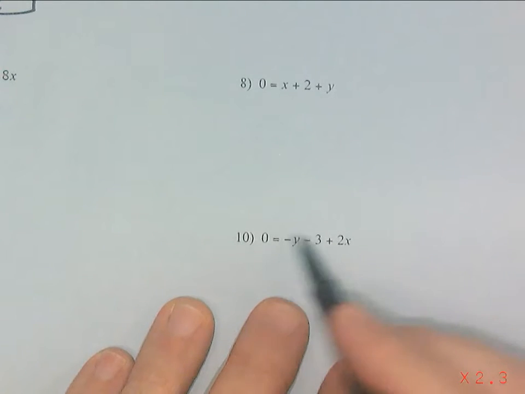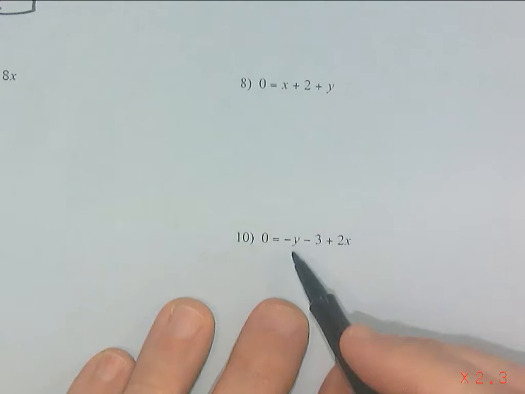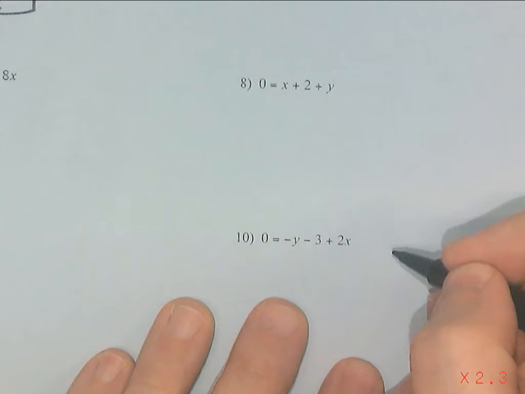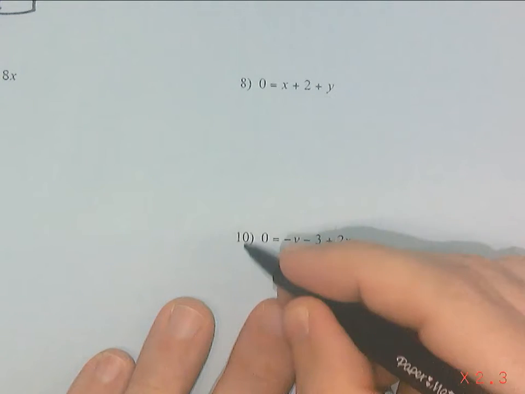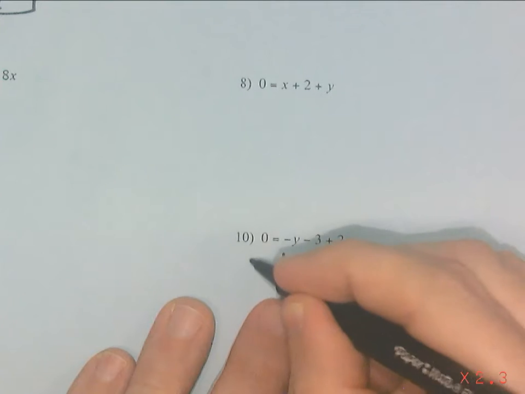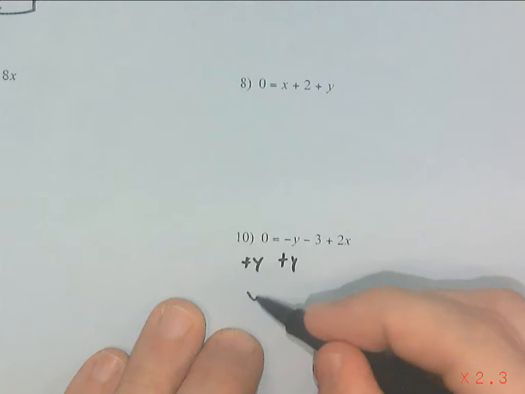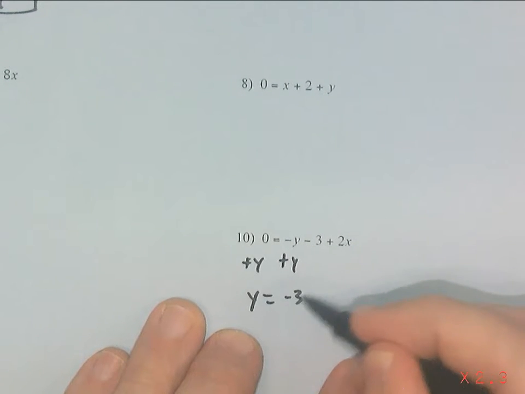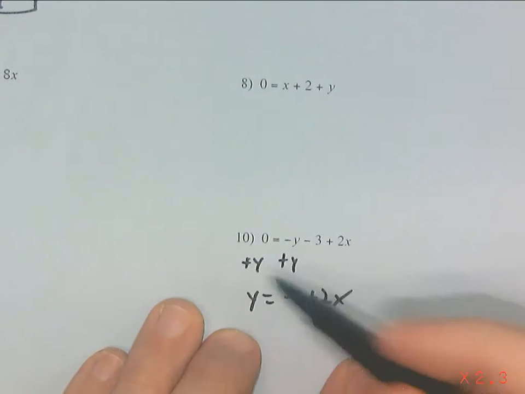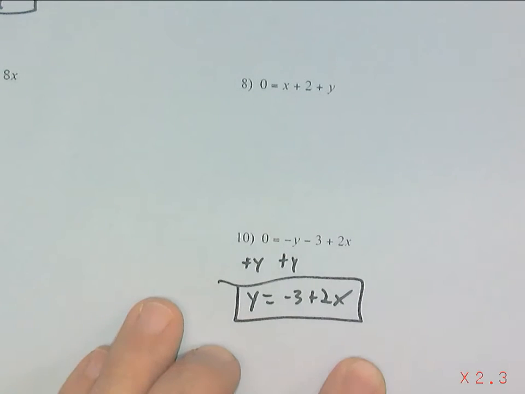Okay? Let's look at number 10 here. On this one, we want to get the y by itself, right? The easiest way to get the y by itself is to just move the y. So I would add y to each side. Leaves me with y is equal to negative 3 plus 2x. Okay, and the y is by itself. That's your answer.